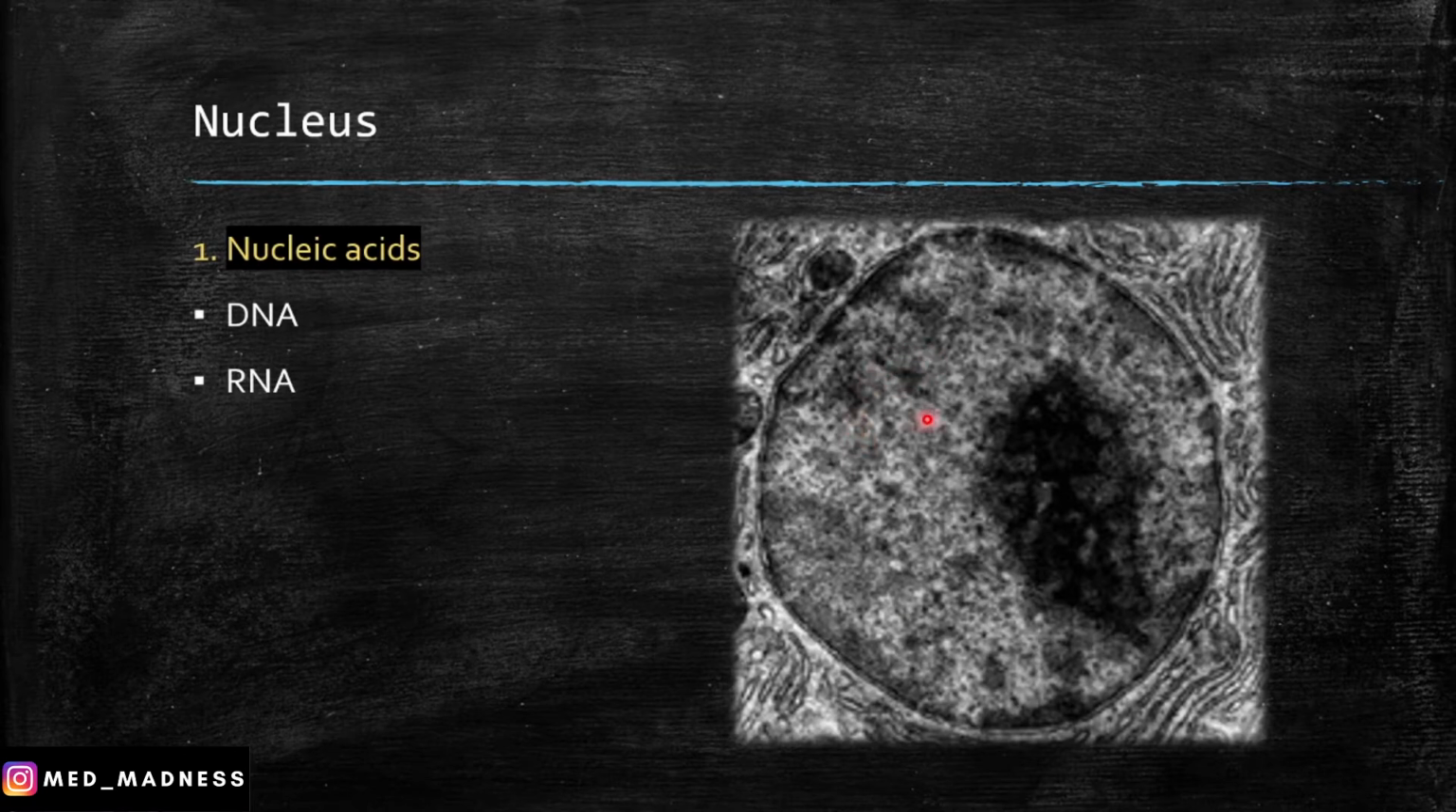The nucleus contains nucleic acids, which can be DNA or RNA. And number 2 is the proteins. The proteins can be histones or enzymes. The histones are the major proteins inside the nucleus. We'll discuss the role of proteins then. First, let's take up the nucleic acids.